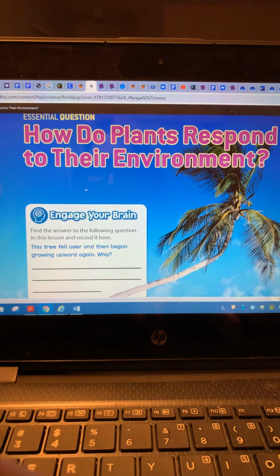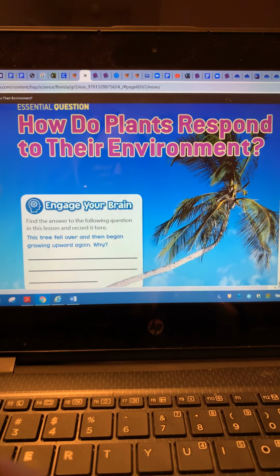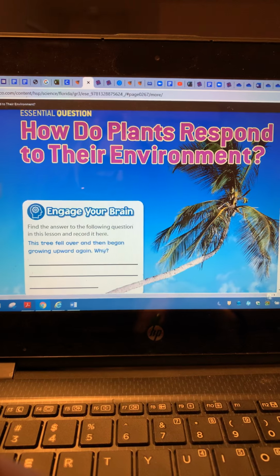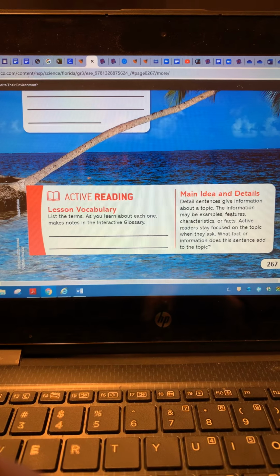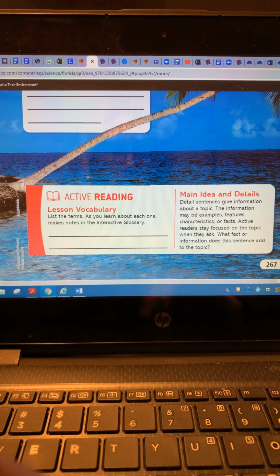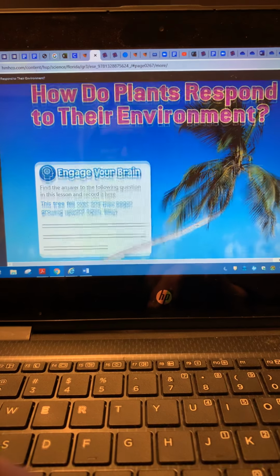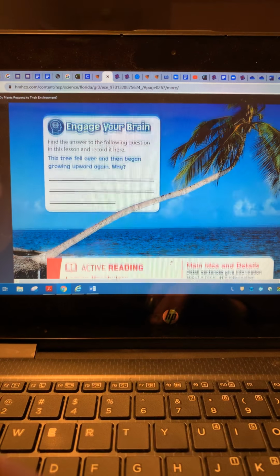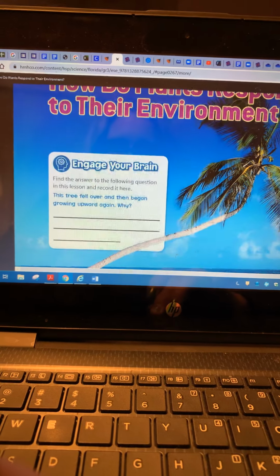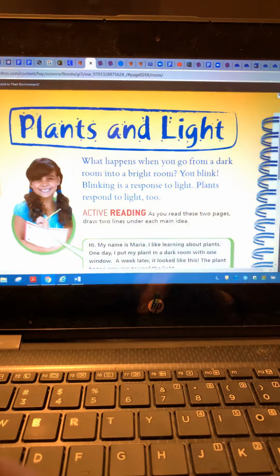So this time we are going to look at our essential question: how do plants respond to their environment? We're looking at our text from our science book, and that is our front cover. If you look at this palm tree, it says this tree fell over and then began to grow upward. Why? I want you to think of that question as we go through this unit of how plants respond to their environment. So I'm going to go ahead into the next page.